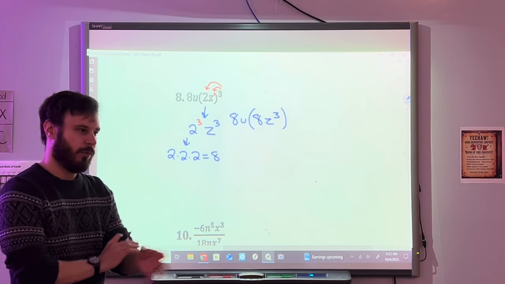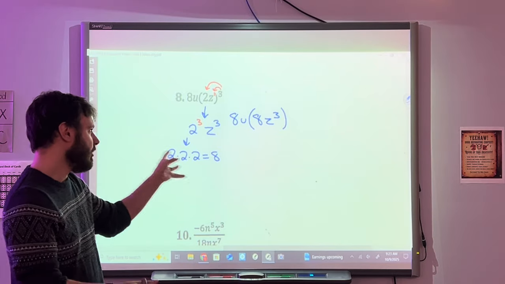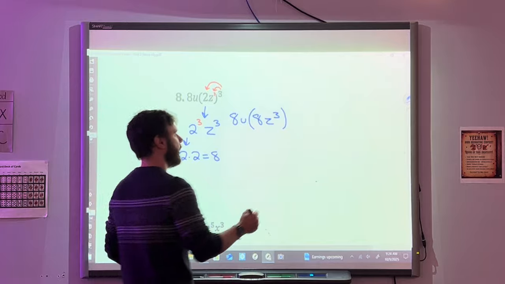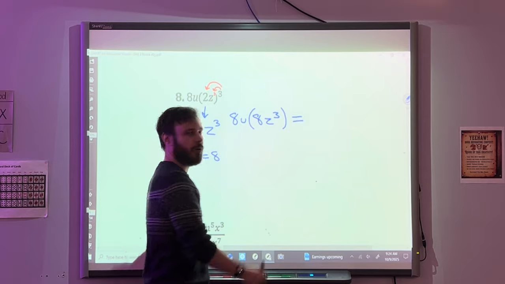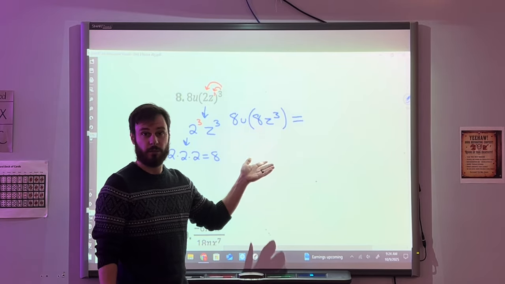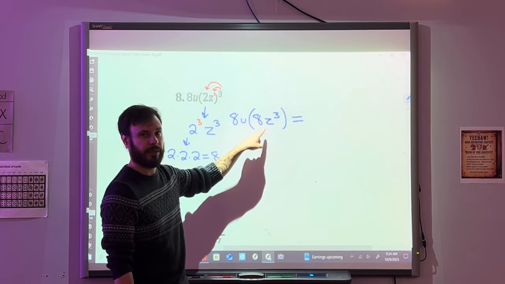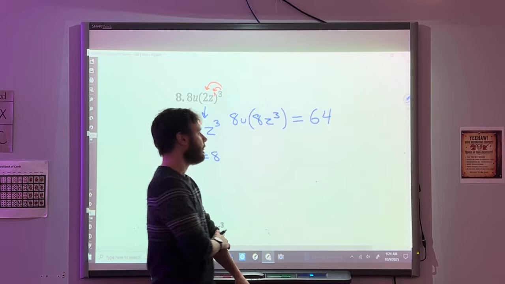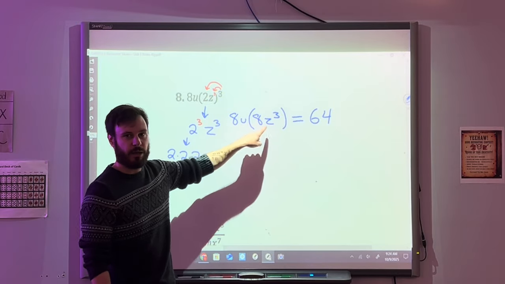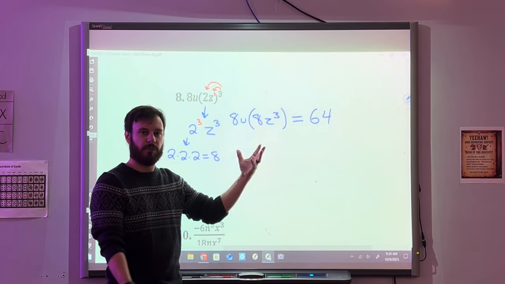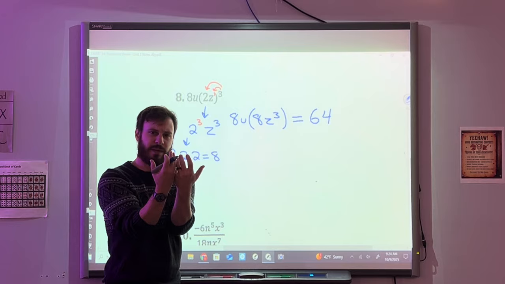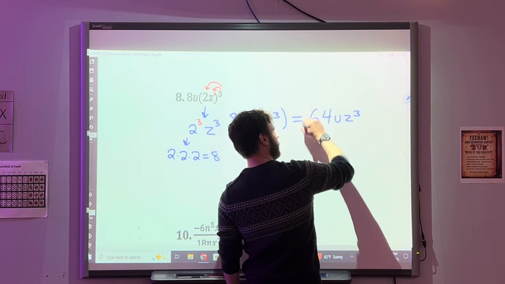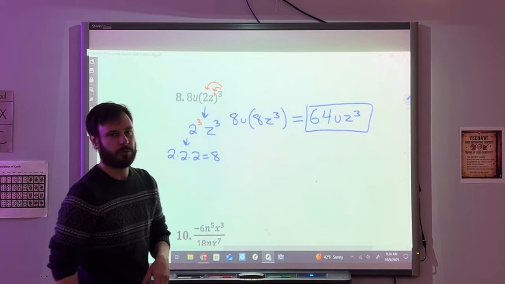Now, when things touch, they multiply. That 8u is touching the 8z cubed. So it is multiplying. You're going to multiply real with real and like with like. So this is a real 8, this is a real 8. 8 times 8 gives you 64. And I can't multiply a u and a z cubed, right? Like I can't multiply an a with a b, it just becomes ab. So this is going to become u z cubed. Just stick them together.